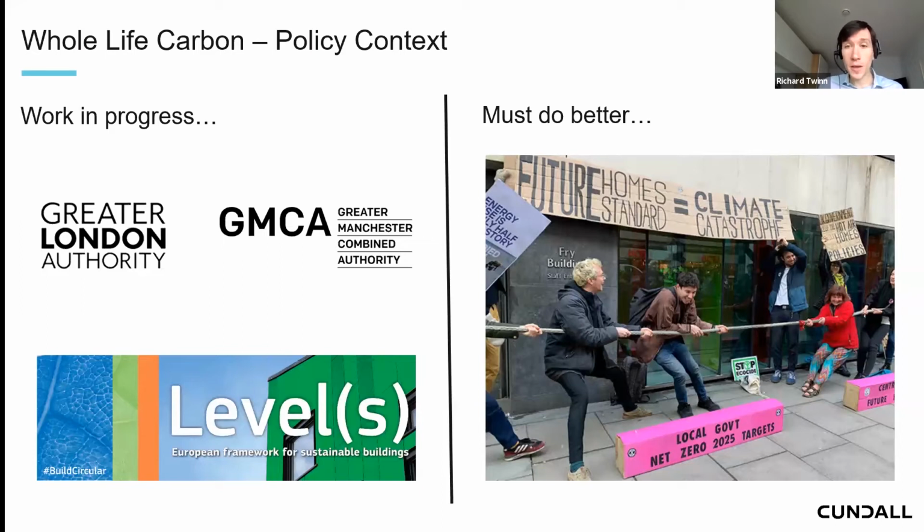And from a national perspective in the UK, unfortunately, we are still waiting on any sign of looking at whole life carbon. This is a photograph of Extinction Rebellion protesting outside the Ministry for Housing, Communities and Local Government about the Future Homes Standard, that it doesn't include embodied carbon. And as yet, we don't have any indication that it will be. So there's still an awful lot of progress that needs to be made at the national government level, but there seems to be more leadership happening from city authorities in the UK in particular.